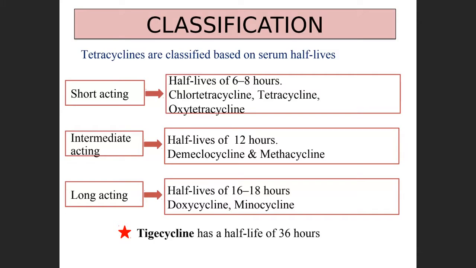Similar to sulfonamides, tetracyclines are also classified based on the half-life. They are classified into short-acting, intermediate-acting, and long-acting. The short-acting tetracyclines show an effect for about 6 to 8 hours. Intermediate-acting have a half-life of 12 hours and long-acting have a half-life of 16 to 18 hours. There is one drug which has a half-life of 36 hours also, which is tigecycline.